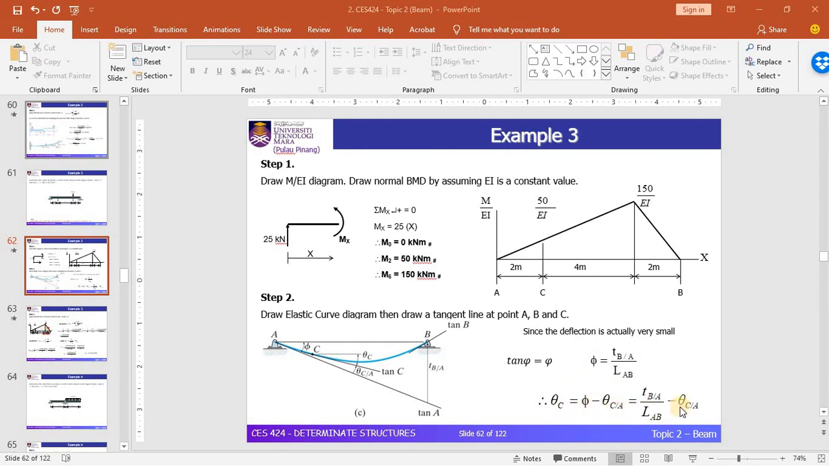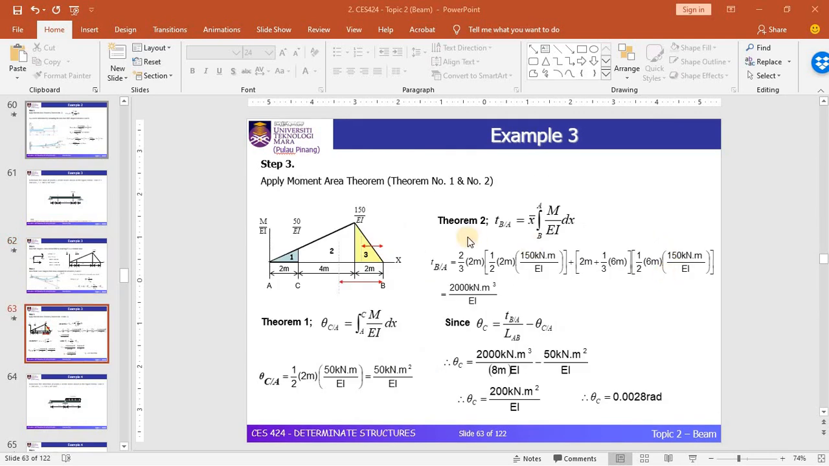So this is the equation to get the angle at point C. In detail, you can see that the equation is t_BA over L_AB minus theta CA. This value of t_BA and theta CA you can get from the M/EI diagram, where for t_BA you use the second theorem, and for theta CA you use the first theorem. Let's look in detail at how we can calculate these values from the M/EI diagram.